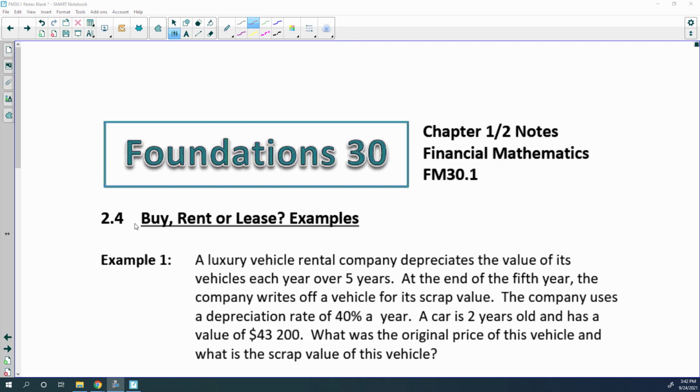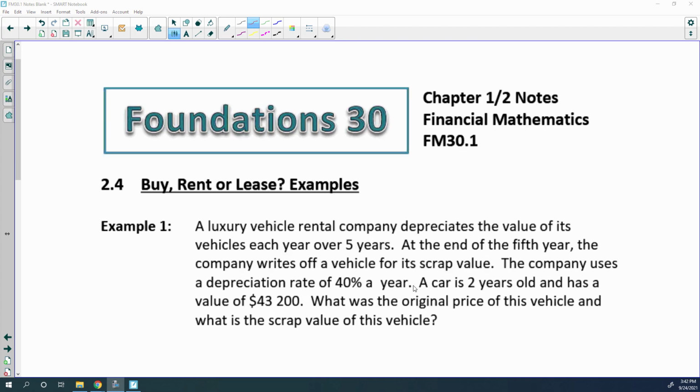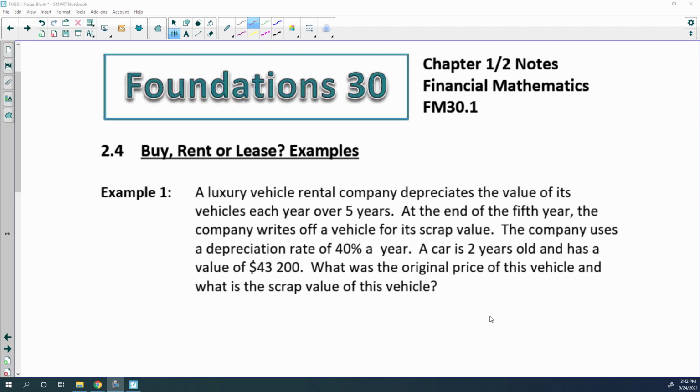For this video, we're going to be looking at lesson 2.4, buy, rent, or lease, focusing on examples. So example 1, we have a luxury vehicle rental company that depreciates the value of its vehicle each year over 5 years. At the end of the 5th year, the company writes off a vehicle for its scrap value. The company uses a depreciation rate of 40% a year.